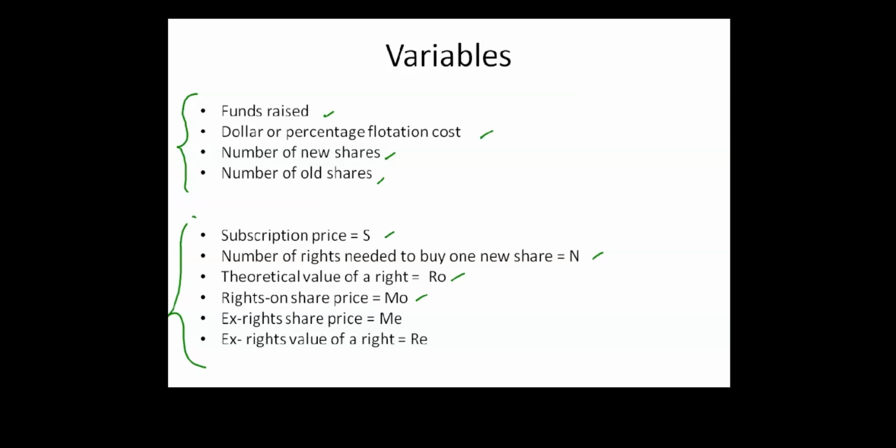And the fifth one is the X rights share price, which is represented by ME. This is the share price after the X rights date. And last but not least, the X rights value of a right, as represented by RE. This is the value of one right after the X rights date.